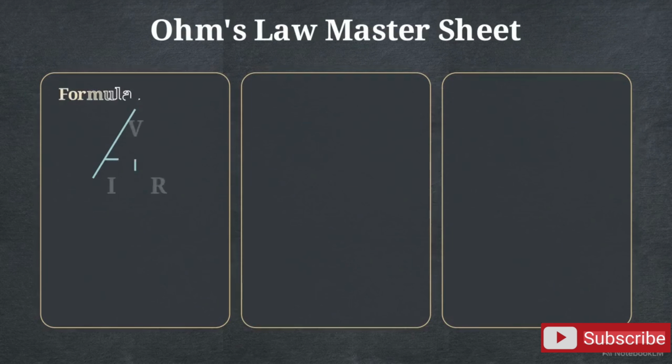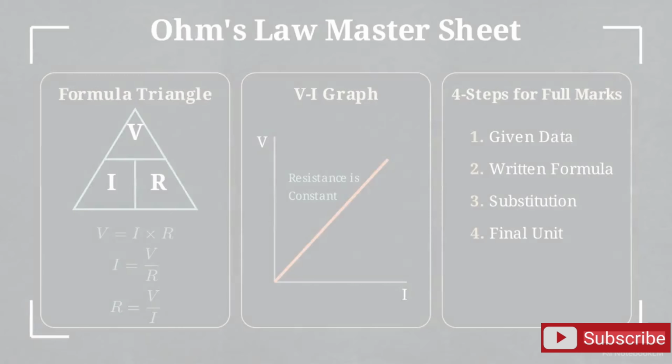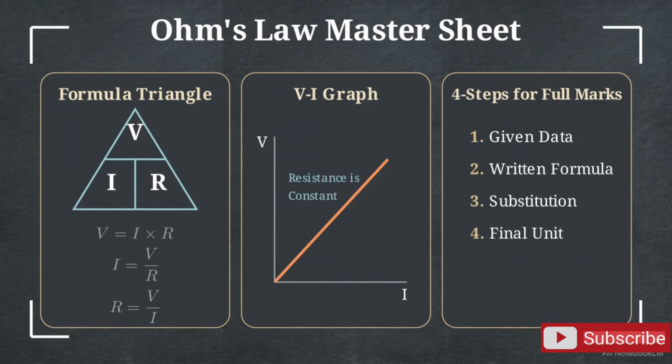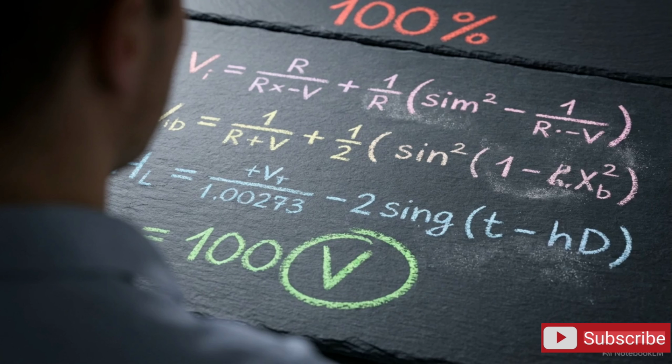To lock this in, here is a consolidated master sheet of everything we just covered. Grab a screenshot of this frame right now. Keep it on your phone and review it before you walk into your physics exam. Solving these numericals doesn't require complex math. Just remember your triangle, follow the 4 steps, and carefully check your units. You are going to do great.